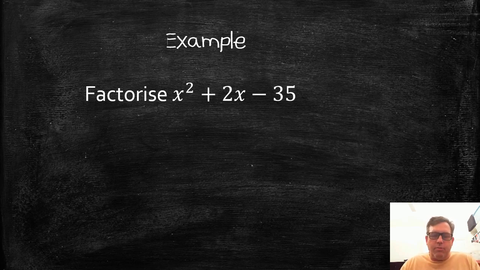Okay, so we're back to factorizing. We have three terms, so we're going to be putting it into two brackets. We know it's going to look something like this. First step: is there a highest common factor? No, there isn't one to pull out.